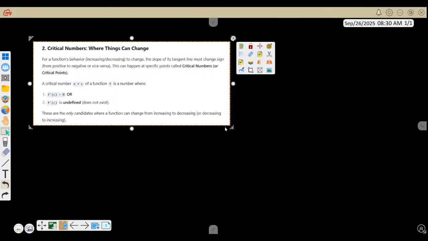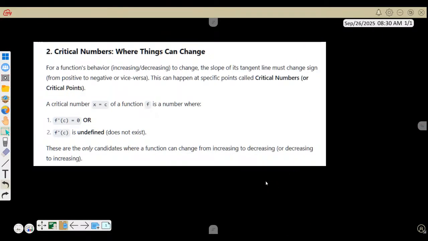Okay. Now see what a critical point is. For a function's behavior of increasing or decreasing to change, the slope of its tangent line must change sign from positive to negative or vice versa. This can happen at a specific point, and that point is called a critical point. It means critical points are those points where the function changes from increasing to decreasing or decreasing to increasing, and we have to find that point.